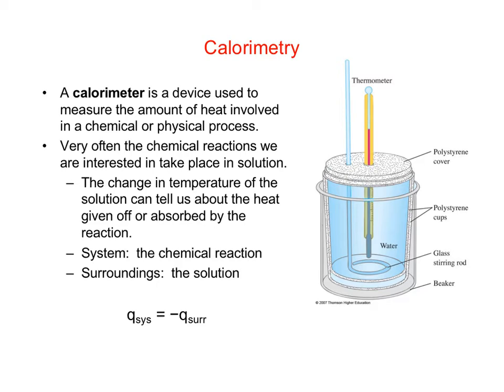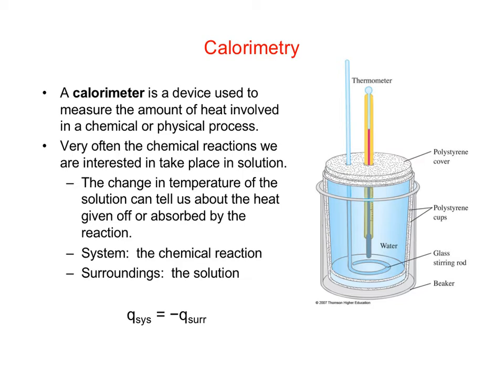A calorimeter is a device that's used to measure the amount of heat involved in a chemical or physical process. A lot of the chemical reactions that we're interested in take place in solution. The diagram on the right is a schematic of a very simple calorimeter. We have some polystyrene cups, just coffee cups that you might buy in a store. We can get fancier with the insulation, but this actually serves as a very good rudimentary calorimeter. We have a thermometer to measure temperature changes, and a stir bar to help us stir the solution.